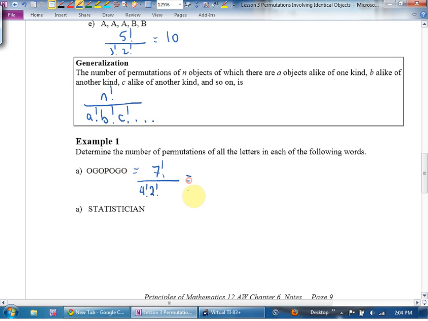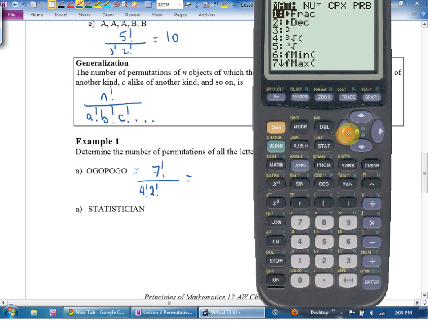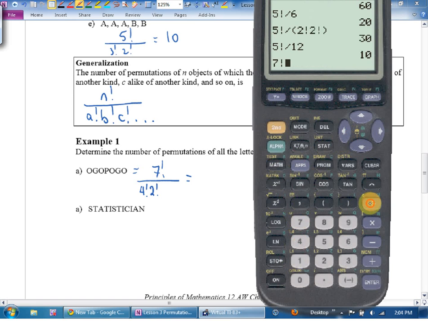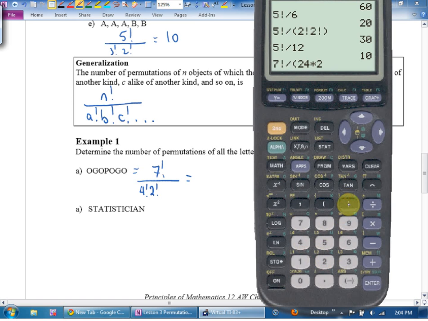I'm not going to type that into my calculator. I'm going to go 7 math, yeah, I will do this, but I'm going to go divided by 24 times 2, because I know that 4 factorial is 24. That's way less typing. Is that okay? You guys okay with me doing the simple factorials in my head? Trust me, it's a pain to type otherwise. 105.